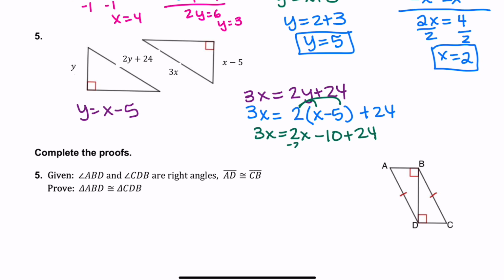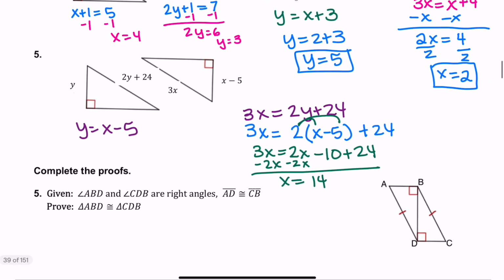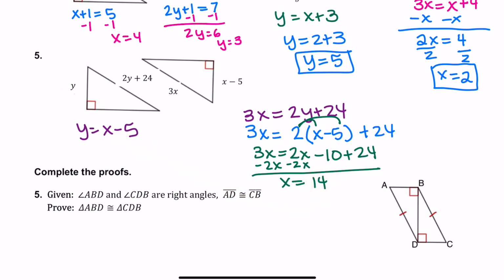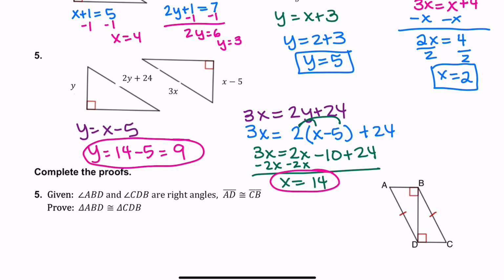Let's subtract 2x from both sides. So x is going to equal 24 minus 10, which is 14. Now x equals 14. To figure out what y is, I'm going to take 14 and substitute it back into the original. And so y equals 14 minus 5, which equals 9. So x is going to equal 14 and y is going to equal 9.